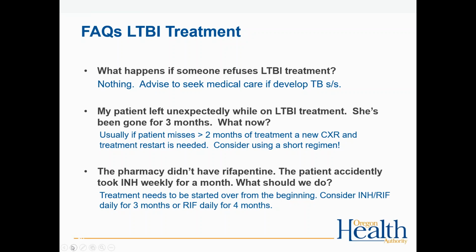So this has happened a couple times in Oregon where the pharmacy didn't have rifapentine and then the patient accidentally took INH weekly for a month. The patient, say, was supposed to be on 3-HP. What would you need to do? You need to start over. Yeah, you probably just have to start over.